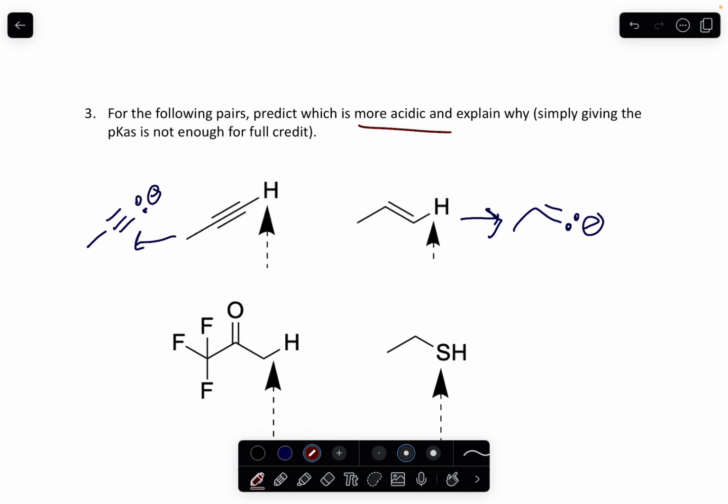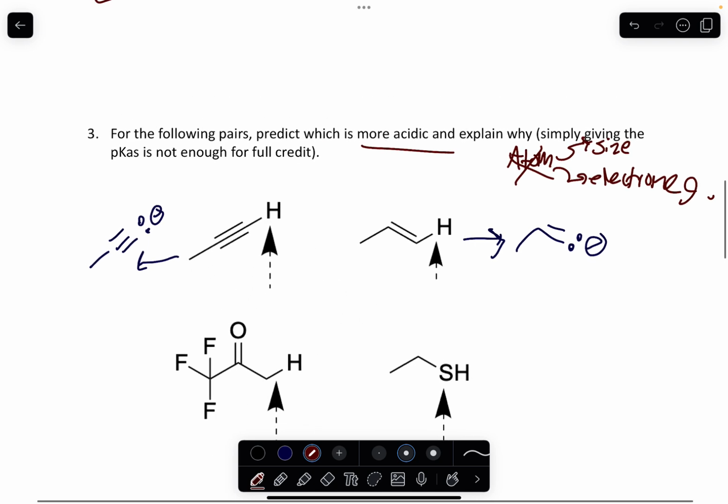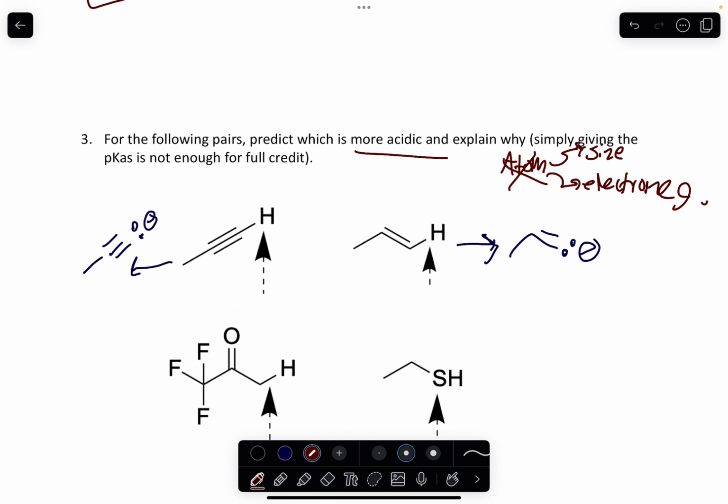If you're asking yourself what this question is testing us on, we can go through our list. We can talk about whether it is the atom in terms of size and electronegativity. In this case, what's the atom that has the negative charge? It's carbon on both, so atom is not going to be a factor. Is resonance possible? In fact, it is not.